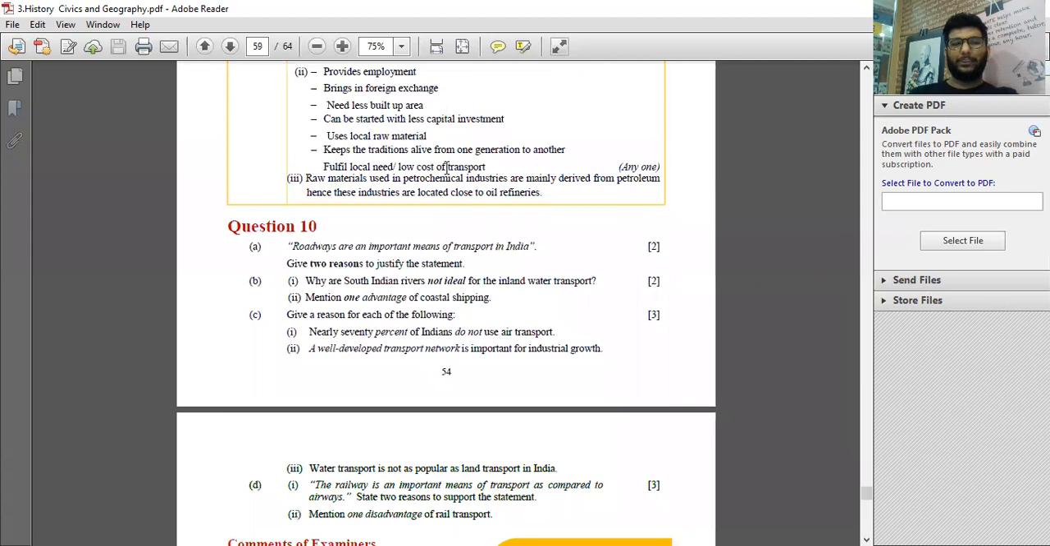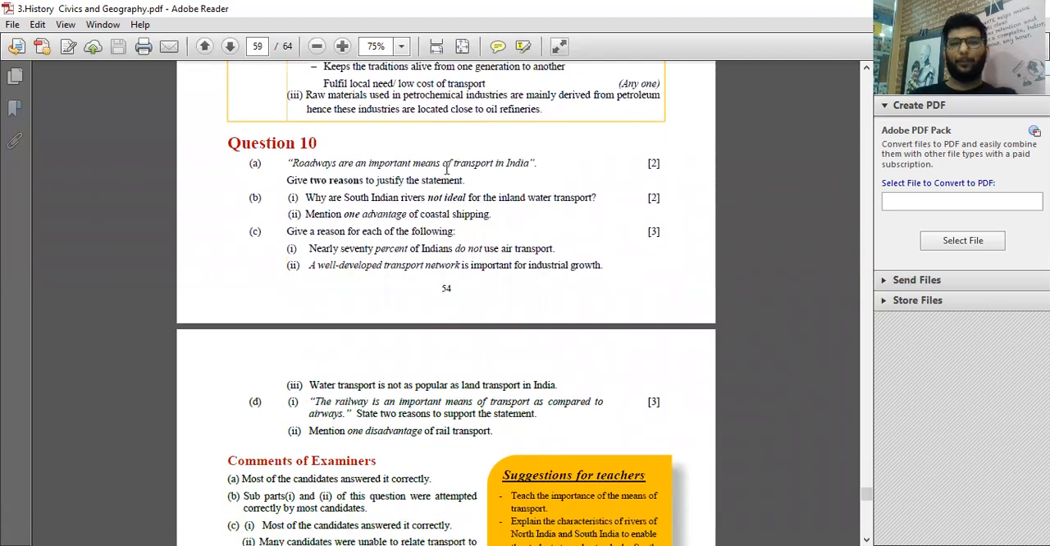Let's talk about the 10th question. Again, transportation, a favorite chapter of everyone. Advantage, disadvantage. By default, you should be knowing for all the four modes of transportation. But apart from that, you should know the name of the national highways, railway routes. If you know the names, it's okay. Then give reasons a little which are being asked upon out there. So be careful with that too.